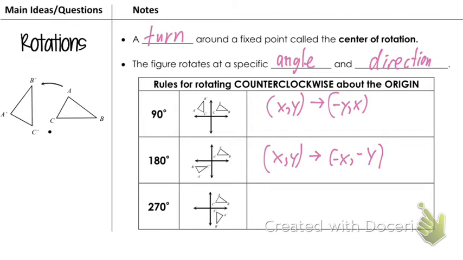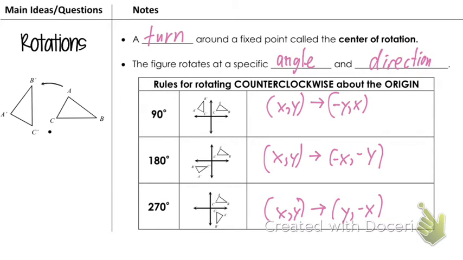And for 270 degrees, your x, y will yield y, negative x. You switch the spots again, but now only the x becomes negative. It's kind of the opposite of what you did at 90 degrees, right? At 90 you switch the spots and y became negative, but now you switch spots and x becomes negative in the 270.